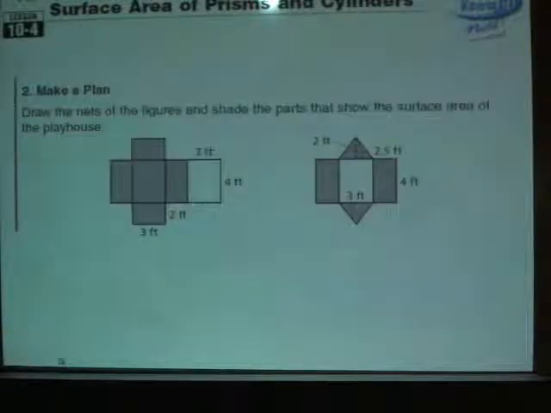All right, now what they did here is they drew the nets of the shape. The nets are the 2D representations of the 3D shapes. Again, if I took scissors and cut along the edges, what shapes would I have?